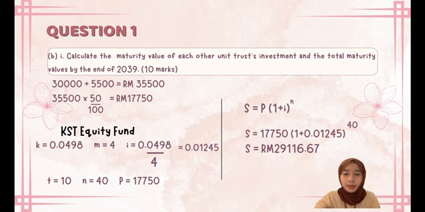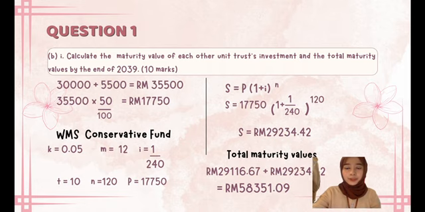We can get N by multiplying M and T, so M is 4 and T is 10, so N will be 40. As you can see, the formula is here, so we just put the information from the question into this formula. S is maturity value, so our final answer is 39,116.67. And then we will calculate for WMS Conservative Fund.